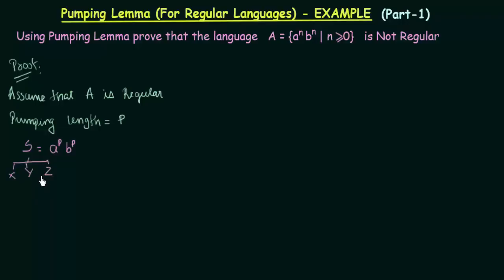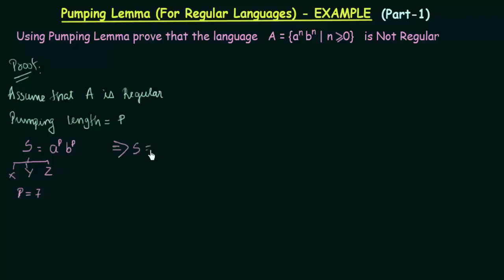Alright, now let's see how we can divide this into three parts x, y and z. So for now let me just assume that my pumping length p is equal to 7. So if my pumping length is equal to 7, I can write this string s. How can I write it?